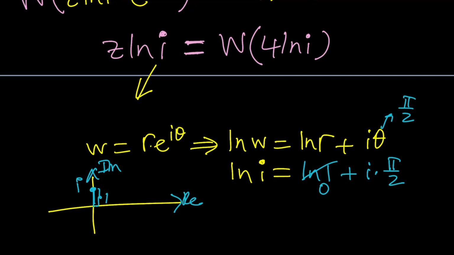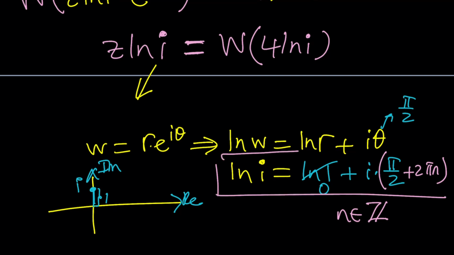What does that mean? It just means that pi over 2 is the principal argument, and you can always add multiples of 2 pi to it, where n is an integer. You're allowed to add and get infinitely many solutions. So this is multi-valued. There are infinitely many values for ln i. It's not a single value. Make sense? But you can just take the principal value for a particular solution.